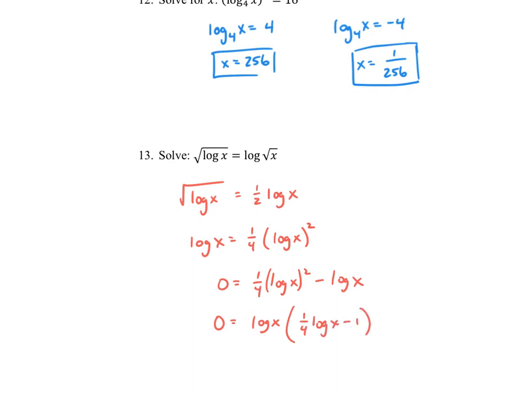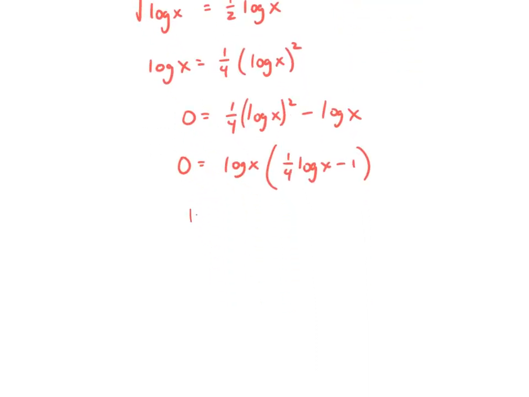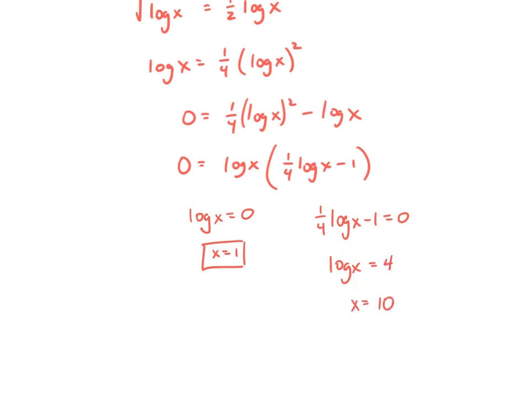Now we're going to use the zero product property to identify our solutions. So first we have log of x equal to 0, and that will occur when x is equal to 1. So there's one solution. And then we have 1/4 log of x minus 1 equal to 0. So we have log of x equal to 4, and this gives us x equal to 10 to the 4th, which is 10,000.